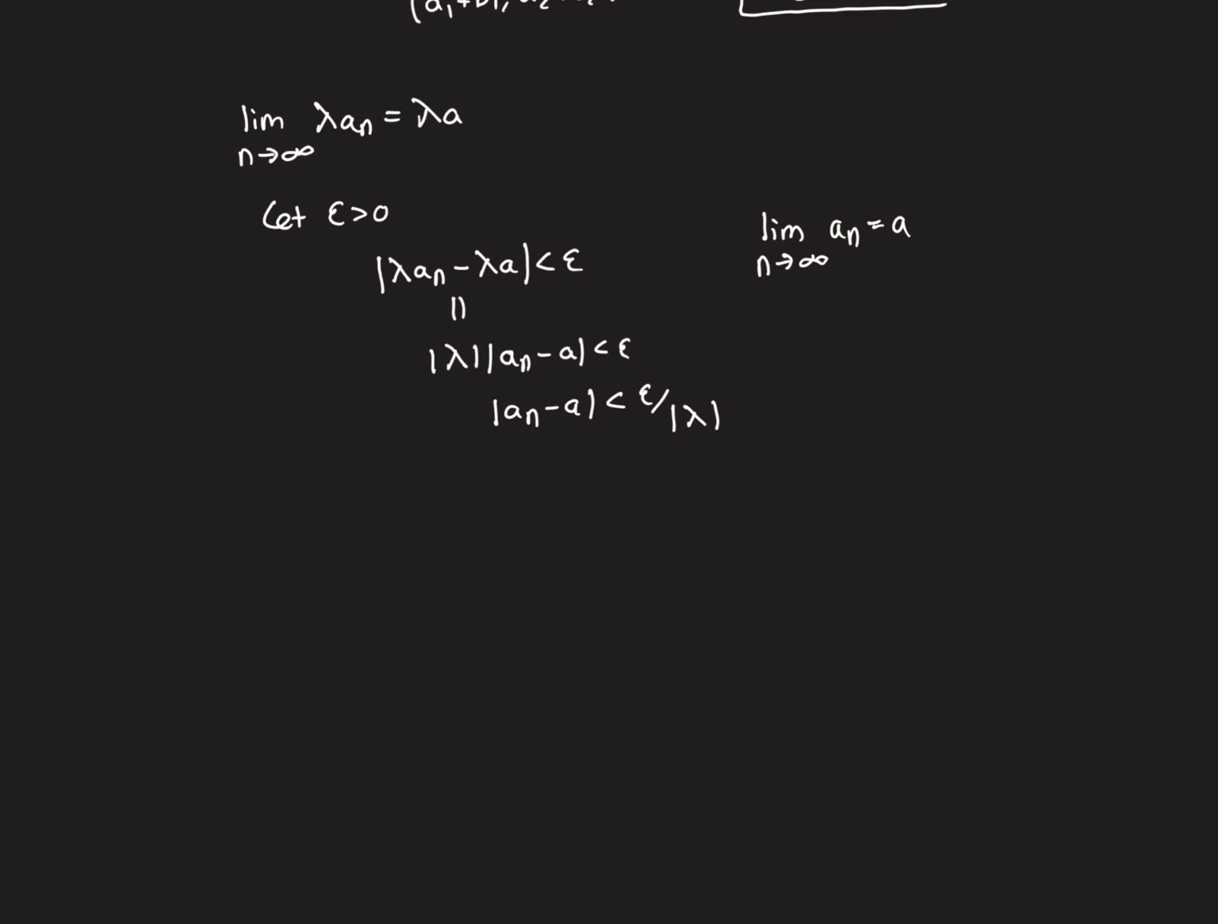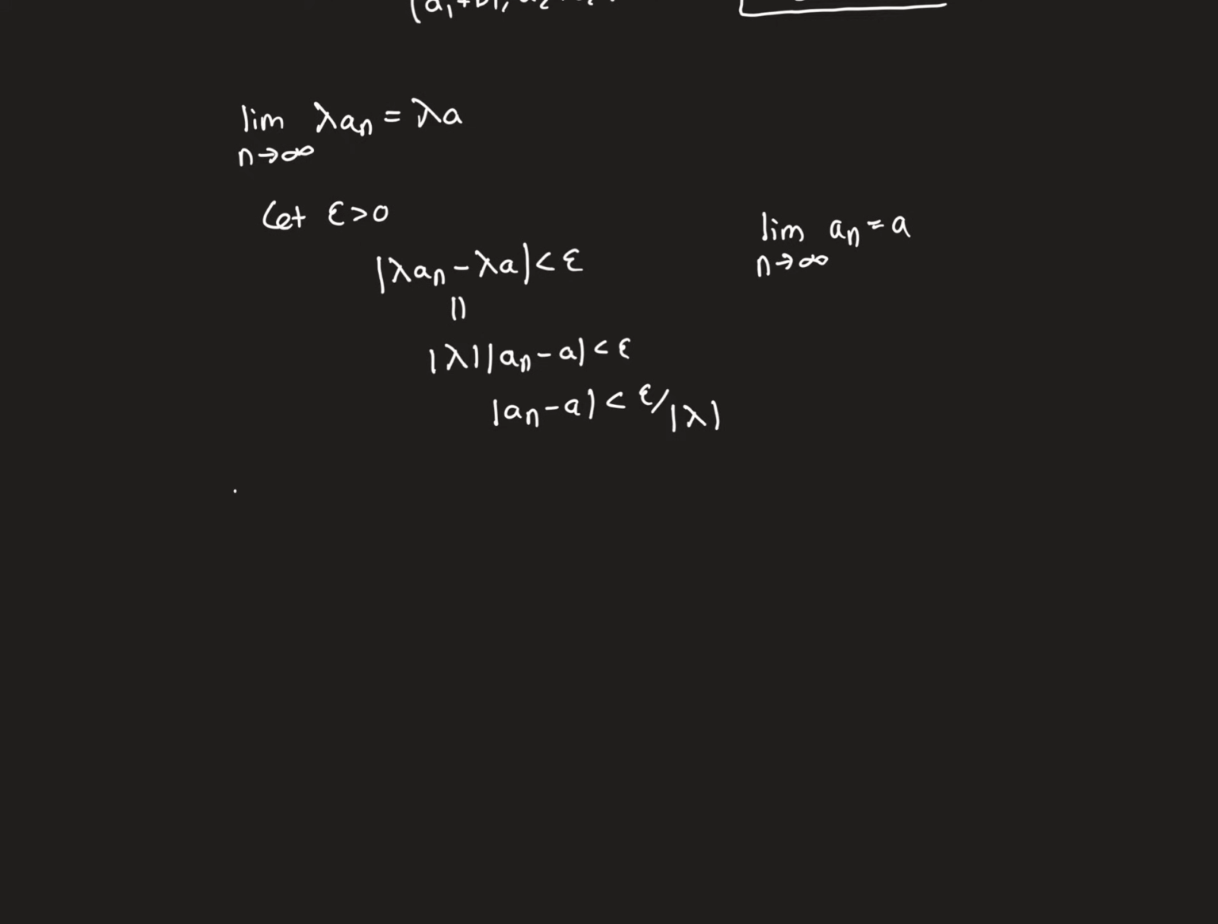Because this converges to this, there will exist some big N such that for that term and all the terms beyond it, all of them are within epsilon over mod of lambda of a, and therefore you can carry that big N over to here and use it as your big N, and this inequality will then hold that the terms of this sequence are less than epsilon distance away from the limit lambda a. So very nice simple argument there. So let's move on to the more difficult ones now.